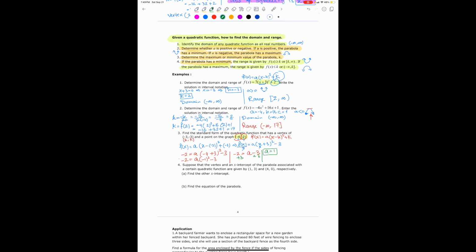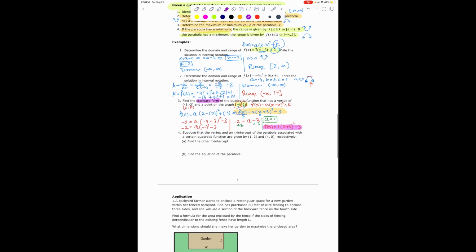Which will make the standard form that we're looking for. So I'm going to use this function right here, and I will substitute a with the value that we found. So it's going to be f(x) equals 1, usually we don't write that, times (x + 3) all squared minus 3. And that is going to be the standard form we're looking for. Okay.